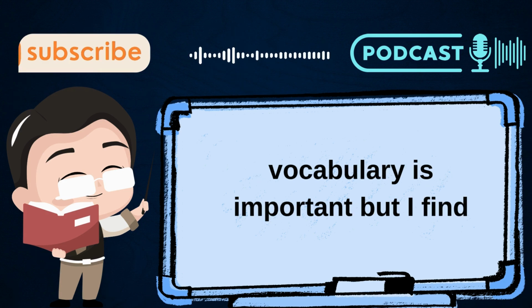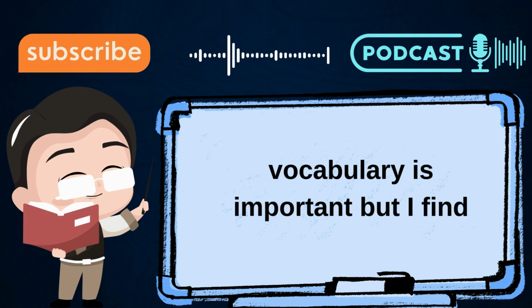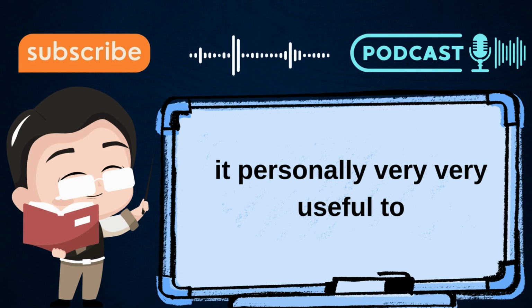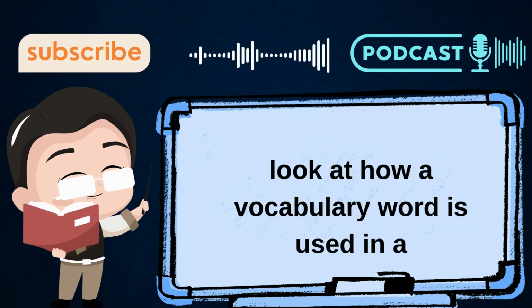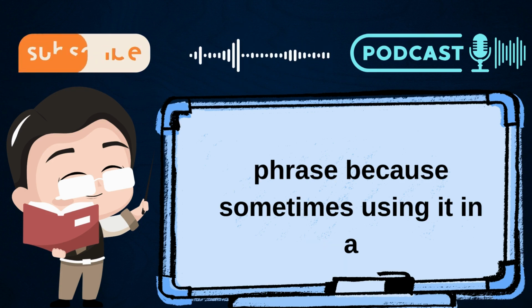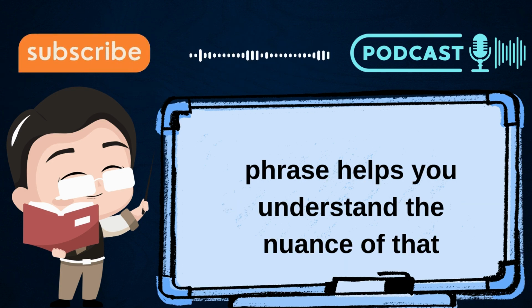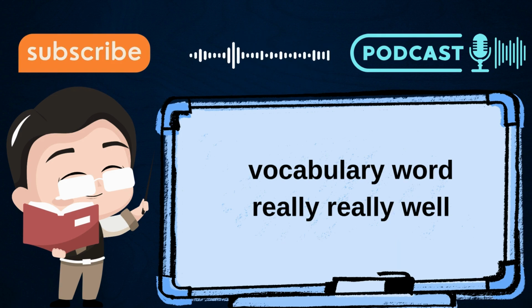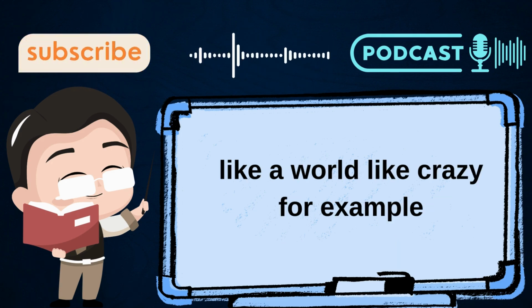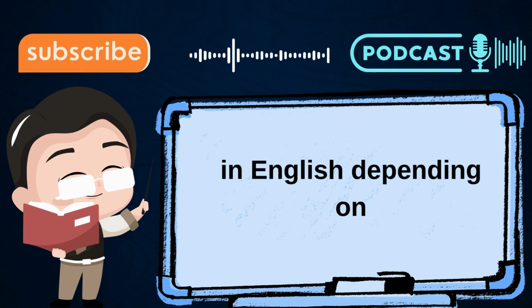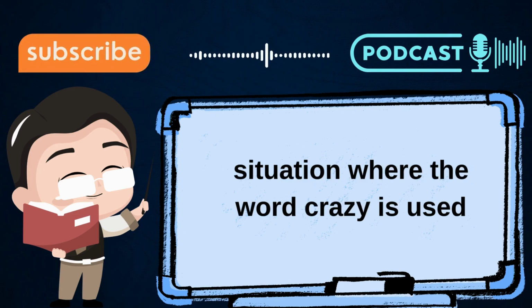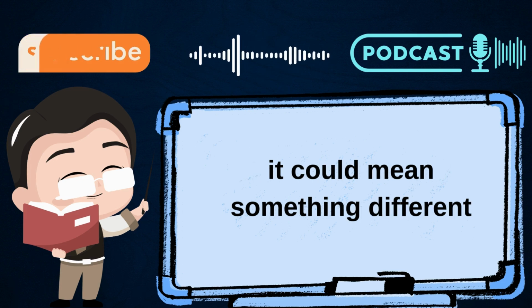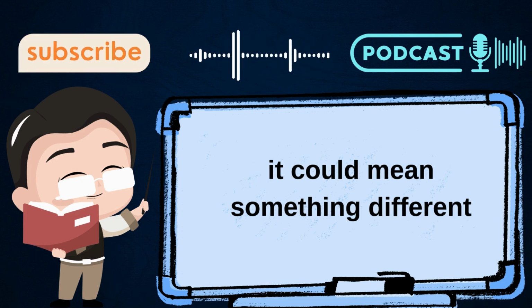So yes, of course, vocabulary is important, but I find it personally very, very useful to look at how a vocabulary word is used in a phrase, because sometimes using it in a phrase helps you understand the nuance of that vocabulary word really, really well. Like a word like crazy, for example, in English. Depending on the situation where the word crazy is used, it could mean something different.